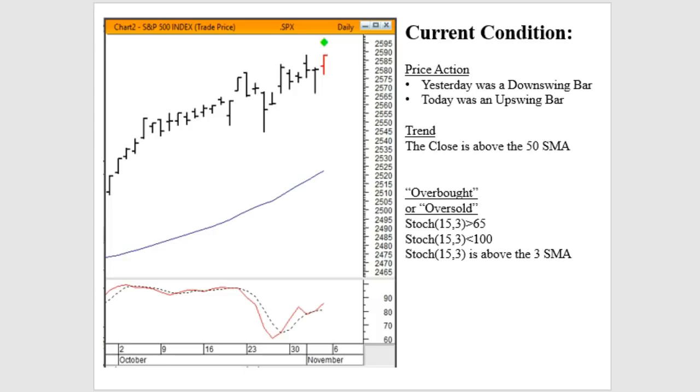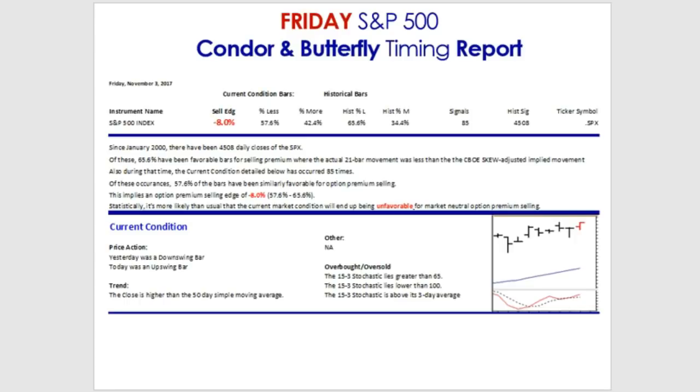So it has not occurred that often, but when it has, we have some good solid statistics to look back and answer the questions posed by these 3 different market reports. So let's go to the first one. The Condor Butterfly Timing Report answers the question: is now a good time to start a condor or butterfly campaign in the S&P 500? So here's how the report goes.